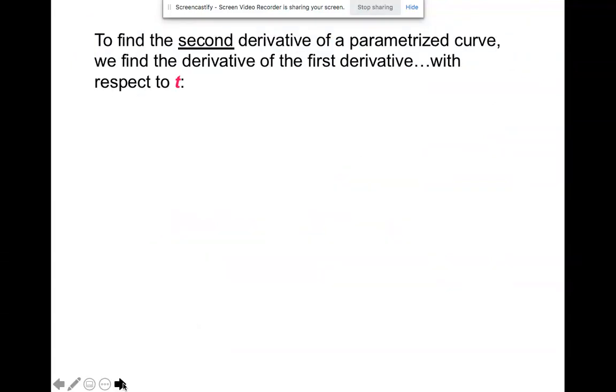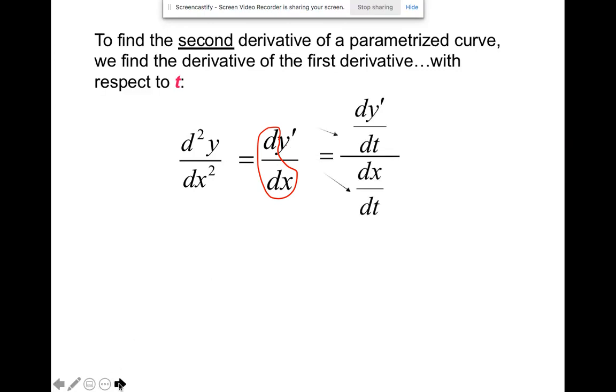All right, the second derivative. We did this in unit in the first semester as well. The second derivative of a parametrized curve is the derivative with respect to x of y prime. But remember, y prime, with respect to t, the derivative of y prime using parametrized is the derivative of y prime over the derivative of x. Where did that come from?